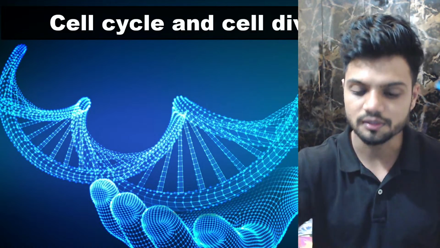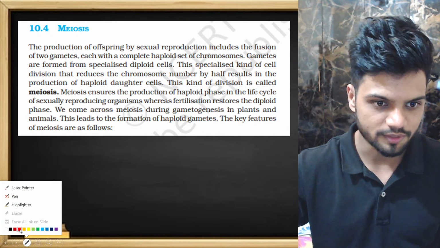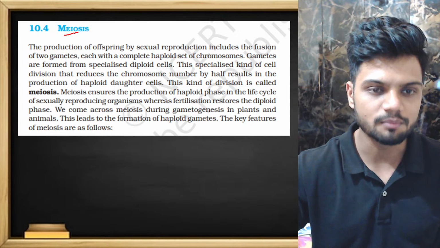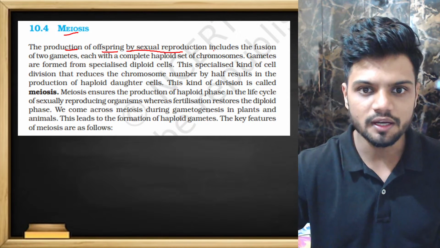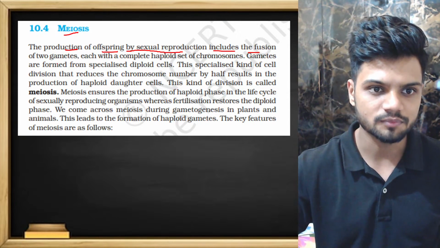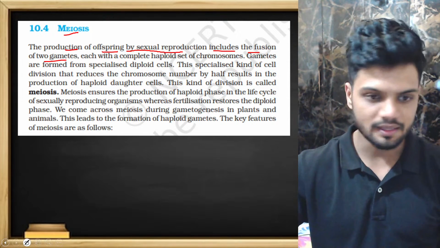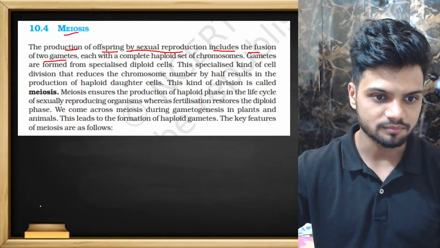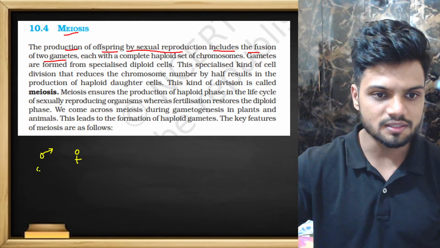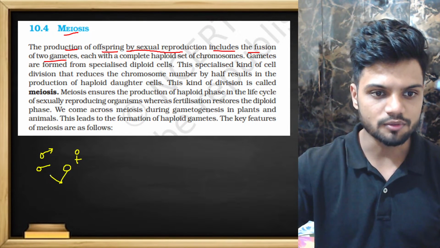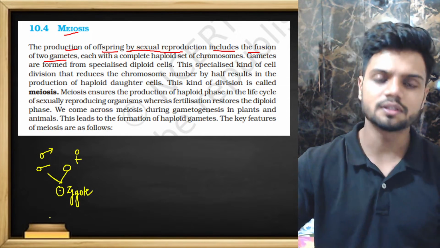Okay. Now, students, let's read the lines of NCERT. Now, meiosis. The production of offspring by sexual reproduction includes the fusion of two gametes. That is, the male gamete, which is the sperm, and the female gamete, which is the egg, which end up fusing and producing the first cell, that is the zygote.